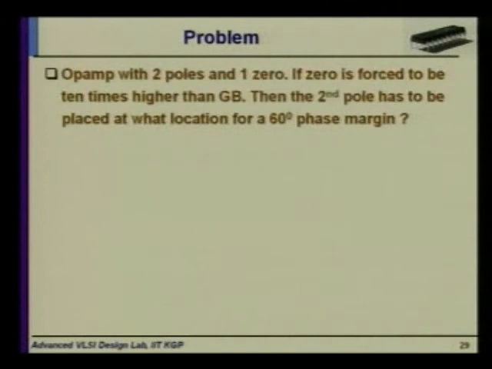Now we should discuss one very simple problem. Just consider a 2 pole, 1 zero system, that is basically a 2 stage op amp. If the zero is forced to be 10 times higher than GB, where GB means unity gain bandwidth, then at what position should the second pole be placed for the phase margin to be 60 degrees? What should be the position of the second pole?